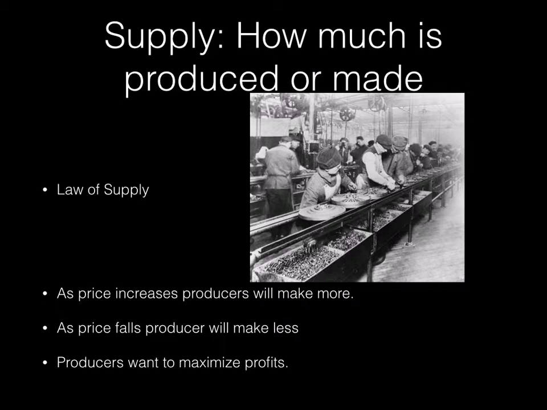So as the price falls and I'm making less profit, there's less incentive for me to make them, so I don't make as much. So you have to think of the law of supply from a producer's point of view. I want to maximize my profits. So let's look at this on a graph.